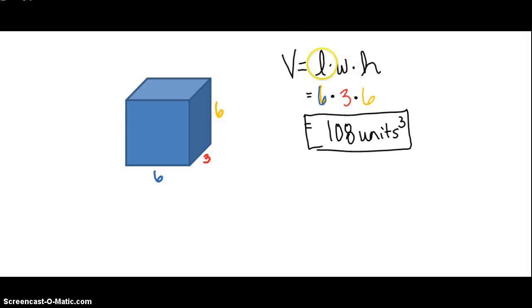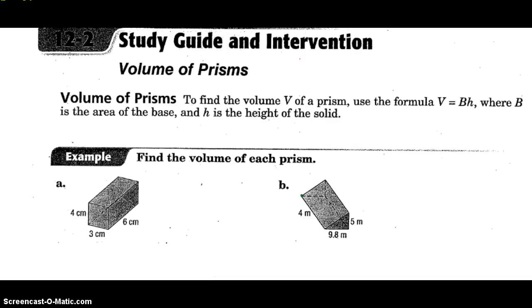Notice please that length times width was the area of our base, and our base was a rectangle in this case. And H stands for the height of the prism. So this is a three-dimensional prism, a rectangular solid. On your notes, you'll see that we're going to be finding the volume of prisms. The volume of a prism of any shape is going to be found by finding the area of the base. So capital B stands for the area of the base.